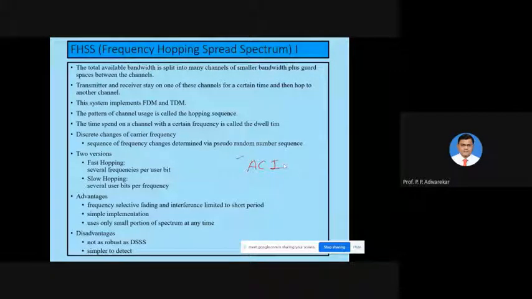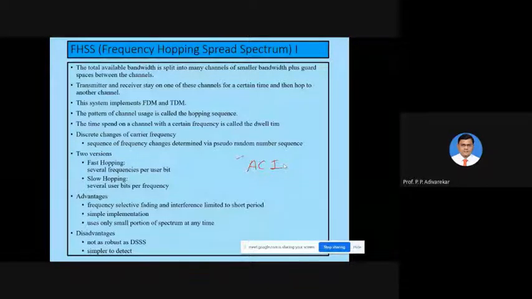So in short the system is implementing a combination of both FDMA and TDMA, that is frequency division multiplexing and time division multiplexing. Splitting the large bandwidth into small channels is nothing but FDM, whereas transmitting user data for a small amount of time on a particular channel is nothing but the use of TDM. At different times we are using different channels. So the pattern of the channel usage is called a hopping sequence.